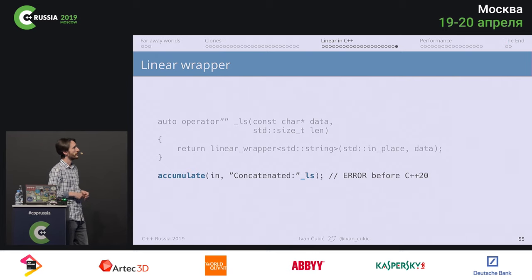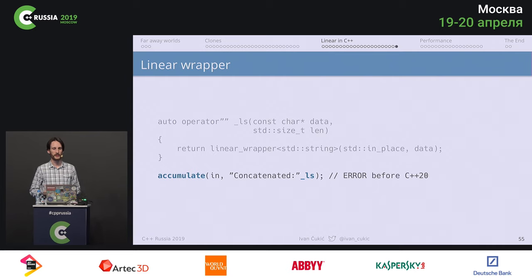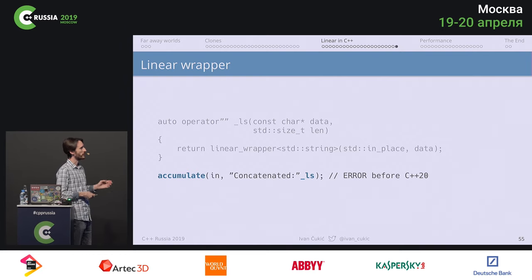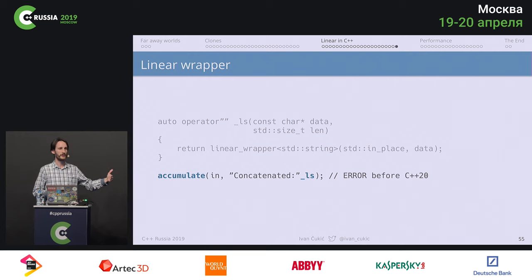Now we can create a user-defined literal that creates linear strings. How do we do it? Just say, okay, operator, quotes, quotes, and const char star data and the size. We can just pass it to the in-place constructor of the string and say, okay, just use the data. It will be null terminated, so the constructor should pass without problems.